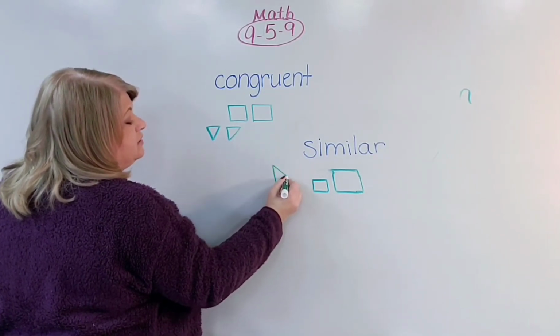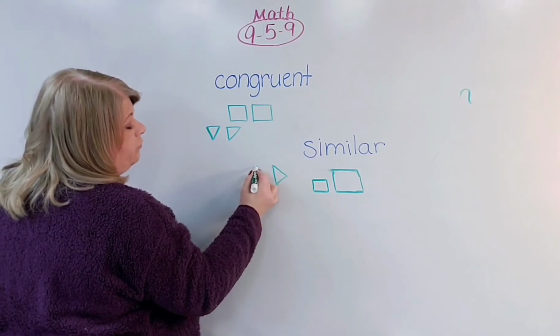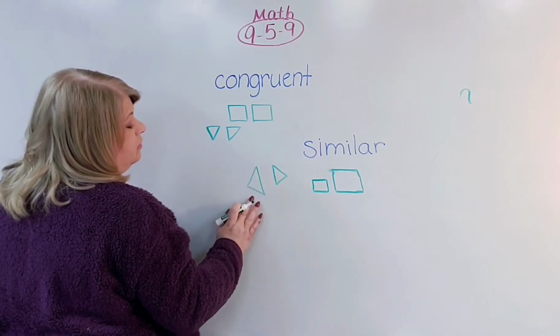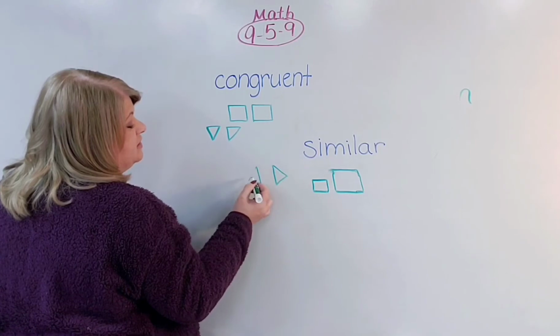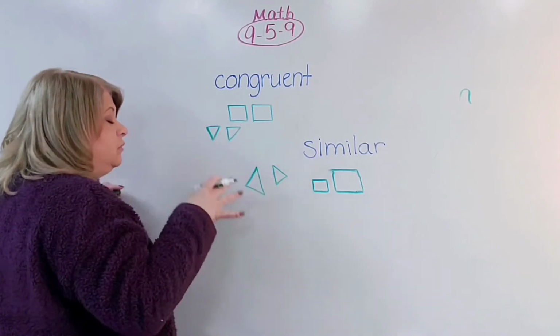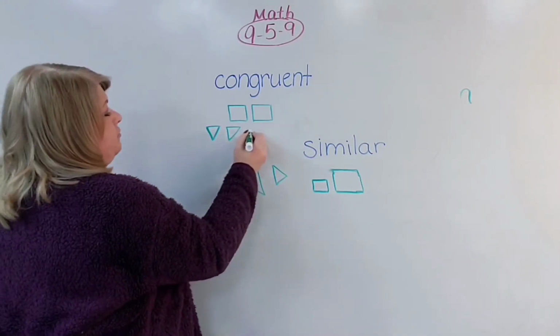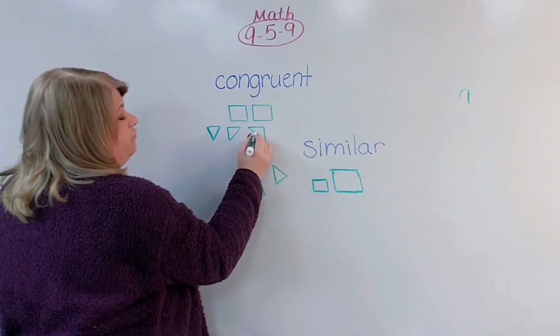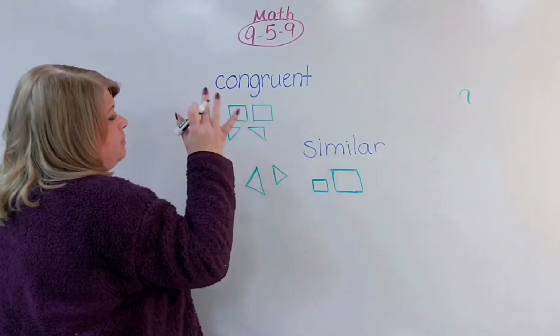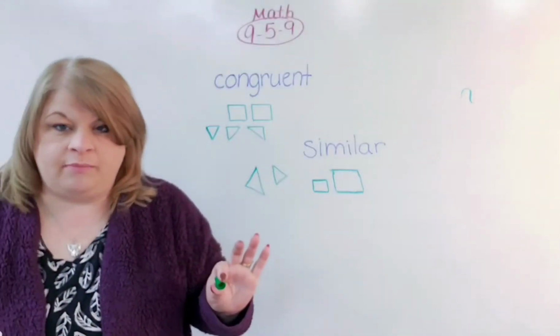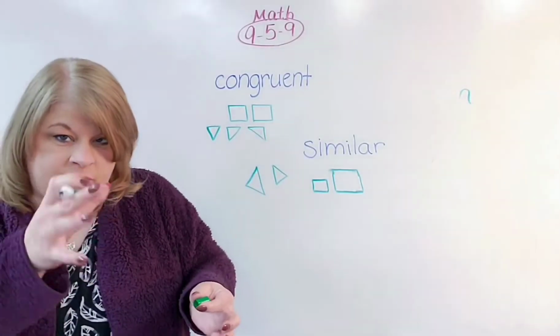Similar means they don't have to face the same direction, but they have to be same shape, different size. This could be facing the other direction too. And it's still congruent, it's just backwards. Same exact shape, same size, it can be rotated.